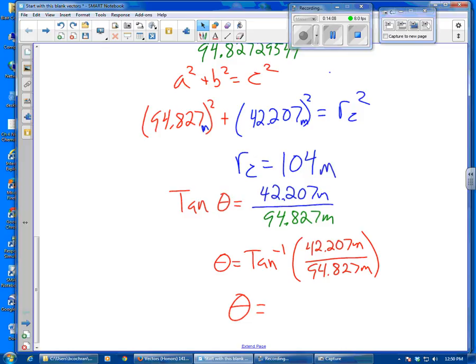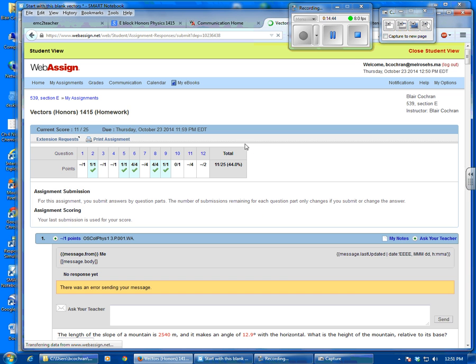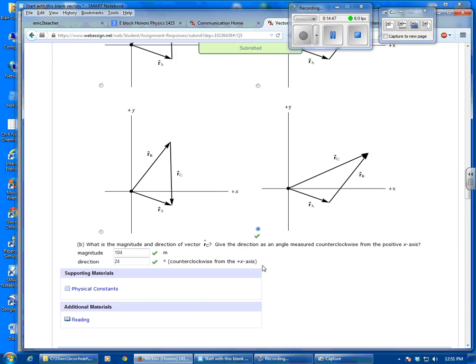Shift tan on most calculators will be your arctan. Like mine is second, the blue second key. So I have a TI. And I get 24.0 degrees for mine. Yay! I got it all.